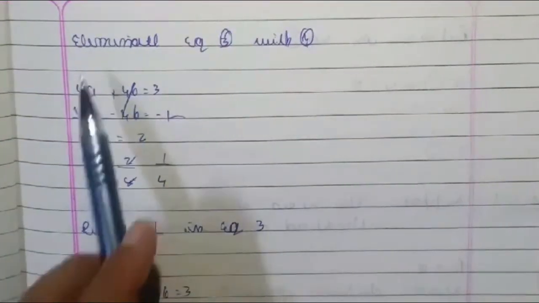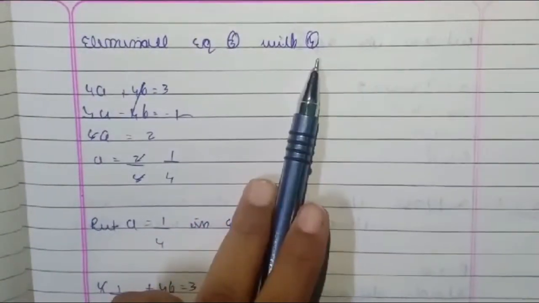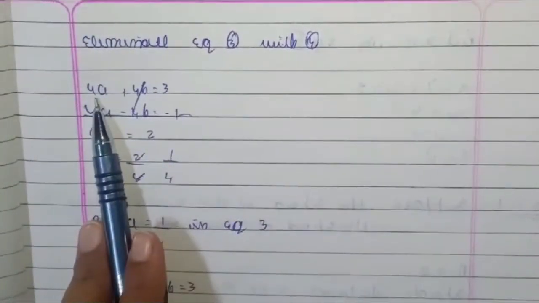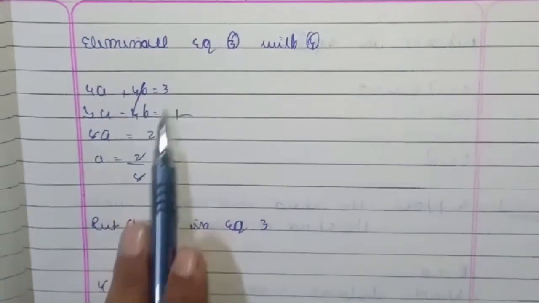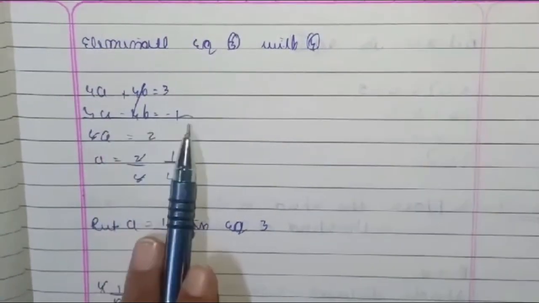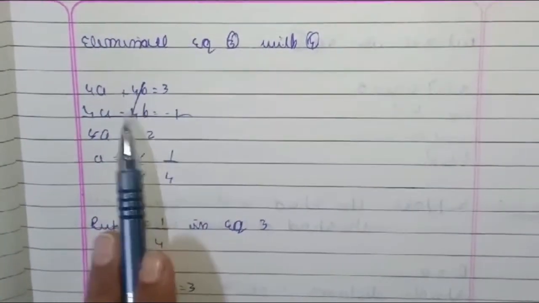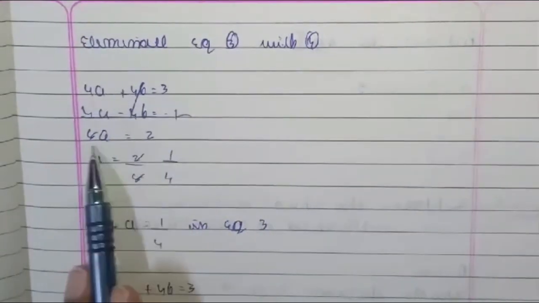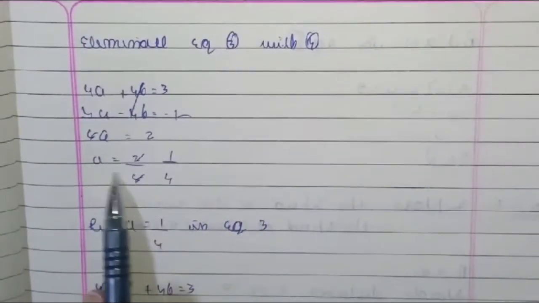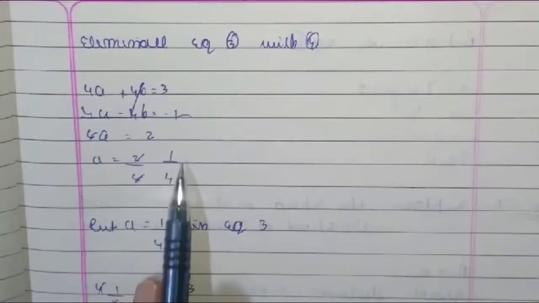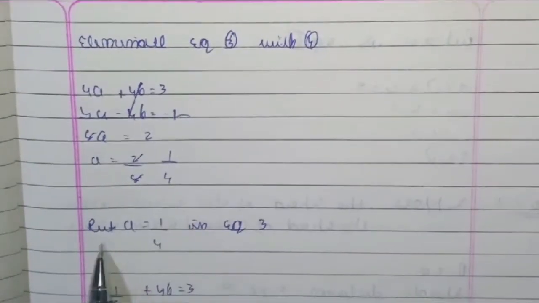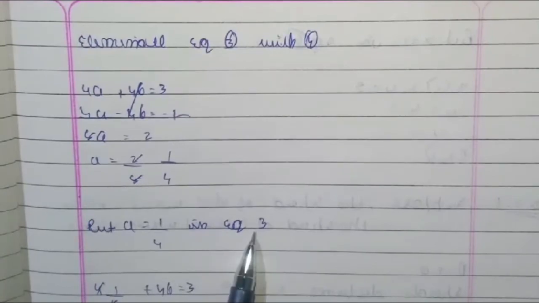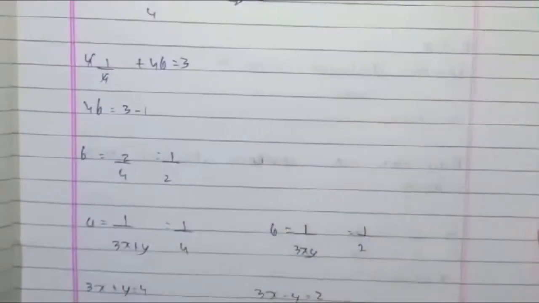Now we can use the elimination method. So we eliminate equation number 3 and 4. What is our equation number 3? 4a plus 4b is equal to 3 and 4a minus 4b is equal to minus 1. 4b cancel. 4a plus 4a is equal to 8a. 3 minus 1 is equal to 2. So 8 comes to the denominator. So a is equal to 2 by 8, which is equal to 1 by 4. Now put a is equal to 1 by 4 in equation number 3.